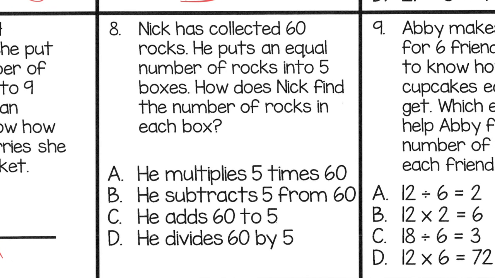On number 8, it says Nick has collected 60 rocks. He put an equal number of rocks into 5 boxes. How does Nick find the number of rocks in each box? 60 put into 5 boxes equally, 60 divided by 5. Figure out which one of these is the best way to accomplish that.